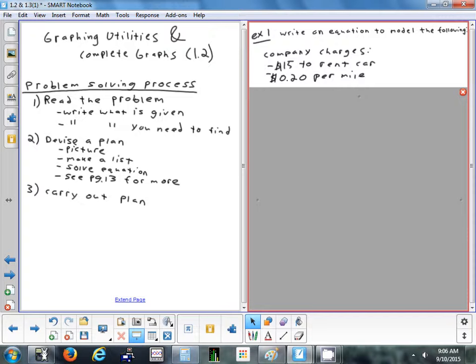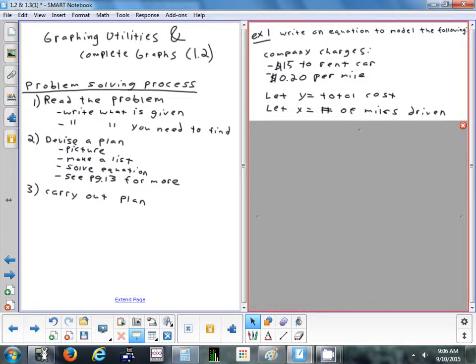How many variables am I going to need for this problem? Two. There's two things that I don't know. What's one thing that I don't know? How many miles you drive. Yep, how many miles you're going to drive the car. And then how many miles you drive will determine the dollar amount, the cost. Since I plan on graphing this one, using letters X and Y would make the most sense, because that's what we use when we graph.